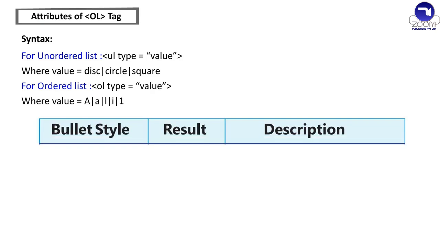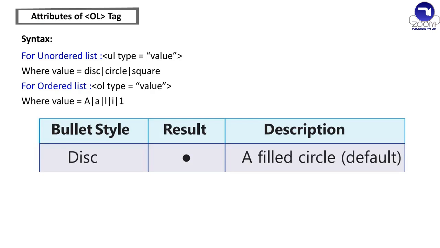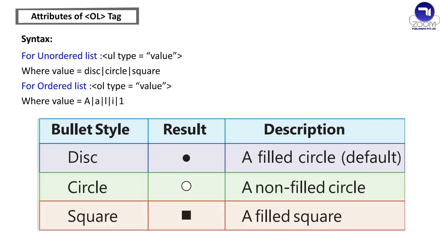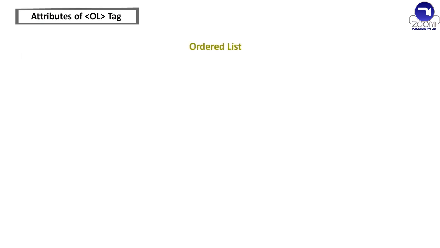Bullet style, result, description. Disk: a filled circle, the default. Circle: a non-filled circle. Square: a filled square.